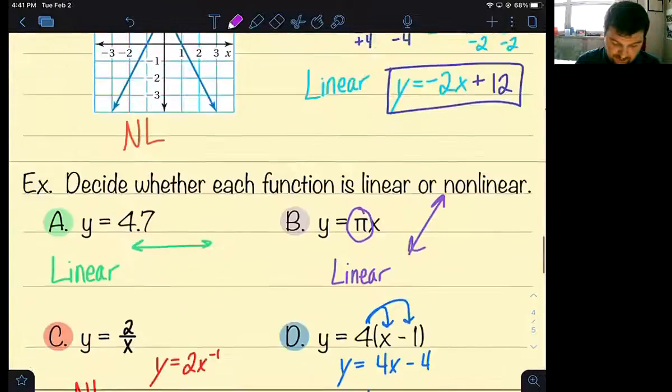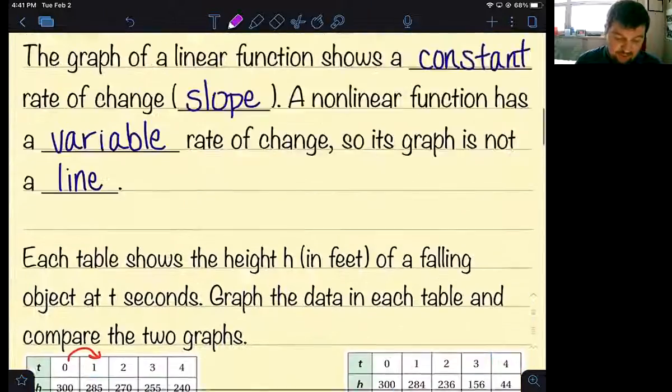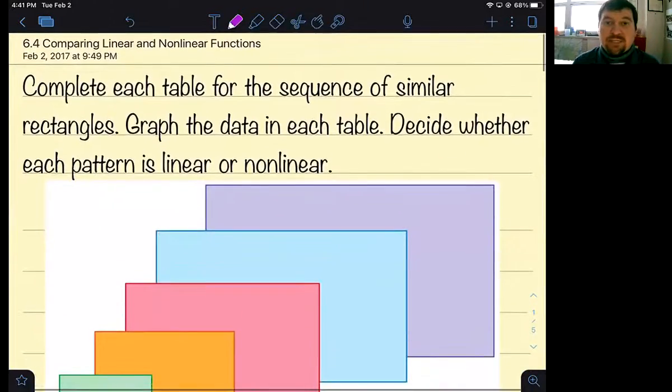Okay, so that's pretty much it on the homework. As I said, as you're doing these homework questions, if they ask you if it's linear or nonlinear and the answer is linear, make sure you write the equation of that graph so you're ready and prepared for your test. Okay, write it in slope-intercept form.